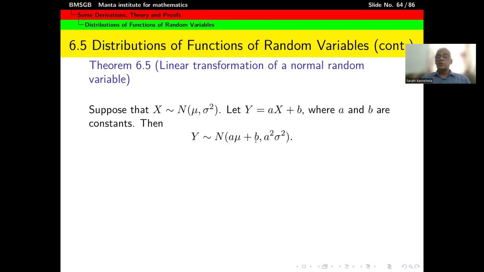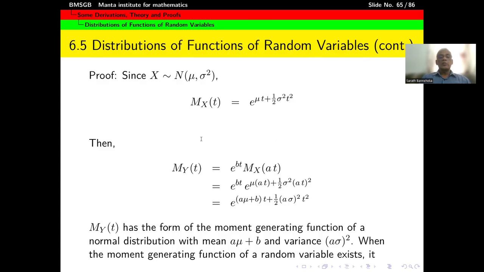Right, so we are going to use the moment generating function technique here to show that Y has this normal distribution. Because X has a normal distribution with mean mu and variance sigma square, we know that the moment generating function, from the table, is e to the power mu t plus half sigma square t square. That is the moment generating function of X.